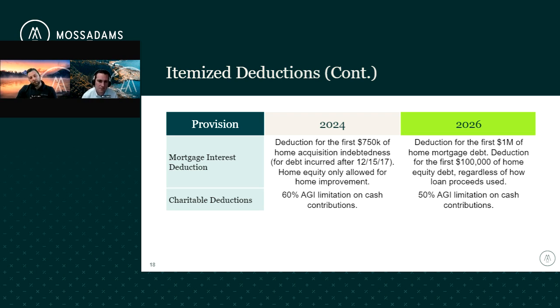If you're charitably inclined, currently you can contribute 60% of your AGI via cash contributions. So if you have $100,000 of AGI, you could theoretically contribute $60,000 and end up with $40,000 of taxable income. That is reducing slightly in 2026. It'll be 50%. So maybe take a look at what your charitable plans are, revisit your donor advised funds, all the things, they just need to be looked at again because the percentages are changing.